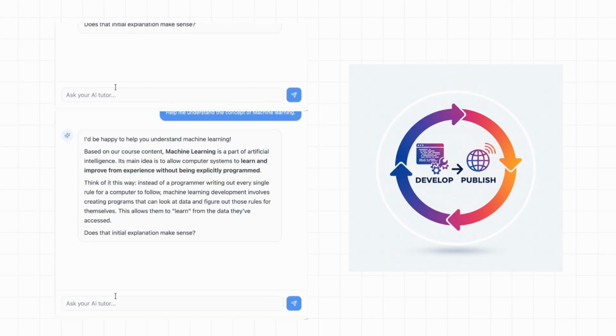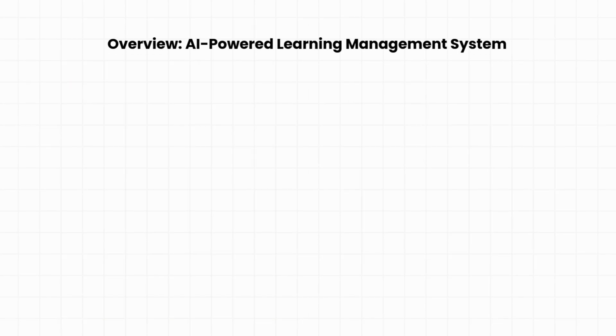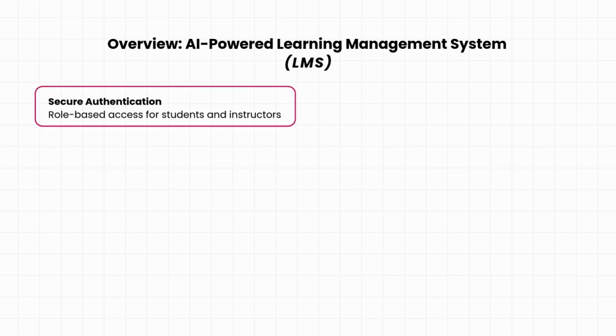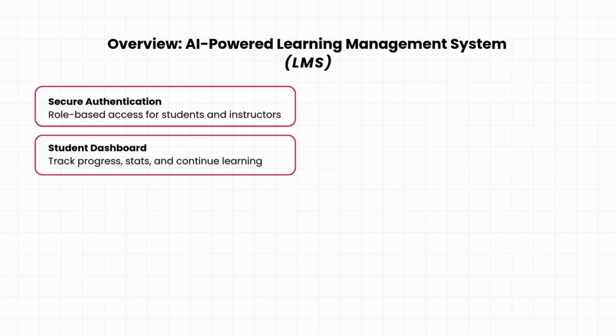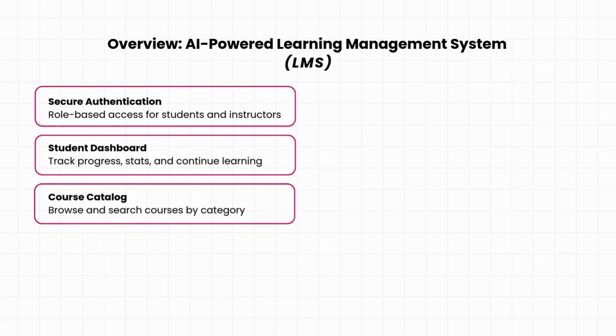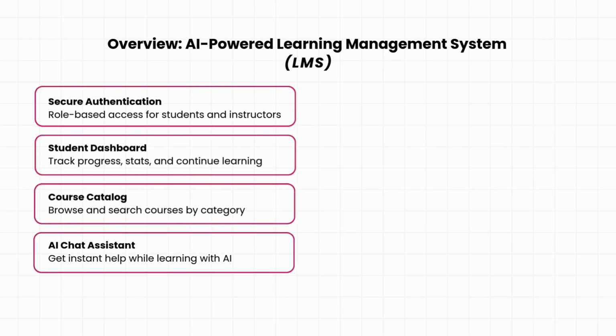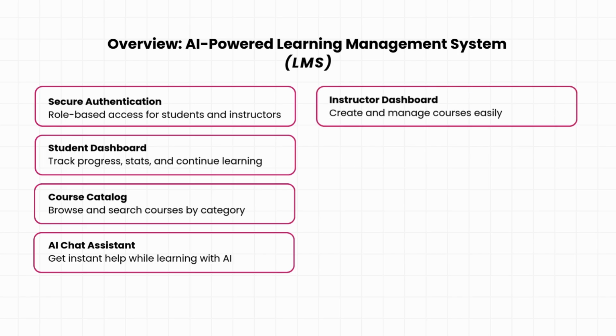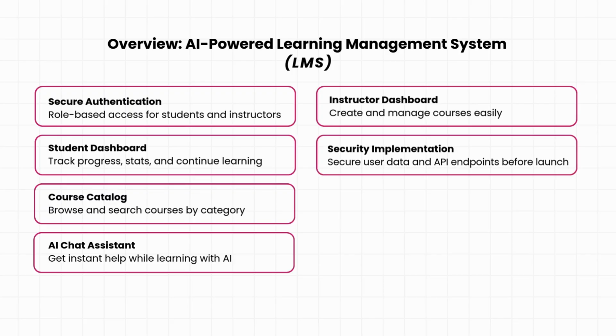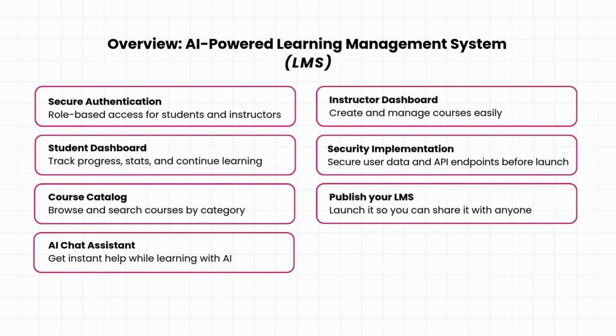Well, here is the quick overview of what we will build in our AI-powered learning management system, LMS. Secure authentication with role-based access, a student dashboard for progress tracking, a searchable course catalog, and an AI chat assistant for instant support. Instructors will have tools to create and manage courses with strong security in place before we publish the LMS to share with anyone.